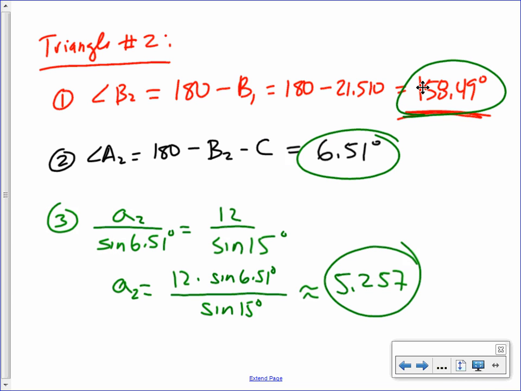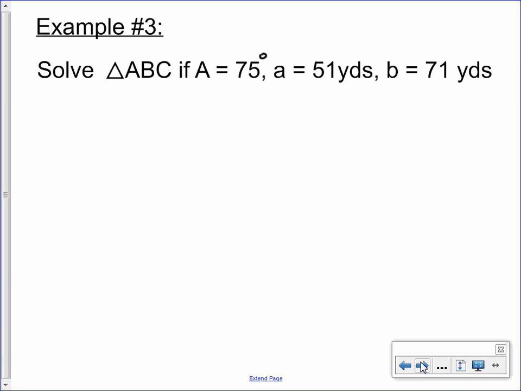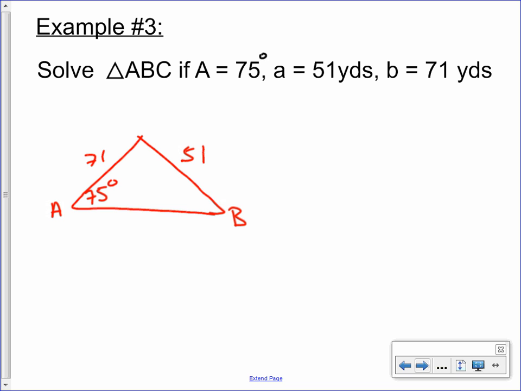All right, so we did 1 triangle. We did 2 triangles. The last case is no triangles. Let's take a look at this one. So we got triangle ABC. We have angle A is 75 degrees. Side A is 51. And let's say this is where B is 71, and let's just call C right there. Again, check to see if there is even a triangle. And I already told you there's not.